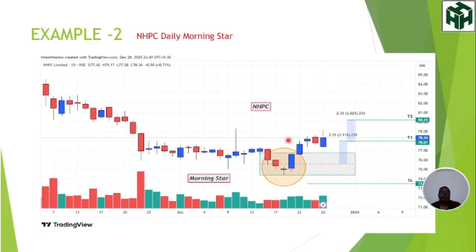Another example is of NHPC, where we can see after a down movement there is a combination of Morningstar generated. Again, the high and low, there is a rectangle I have drawn out here, where the high point of the combination of all three is marked as H, the low is marked as L, and the price movement from mid of this is marked as target 1, and from target 1 to target 2 again this price movement is marked as target 2. The stop loss is 1% below the low point of the overall three combination of candles. This is the stop loss mark here.